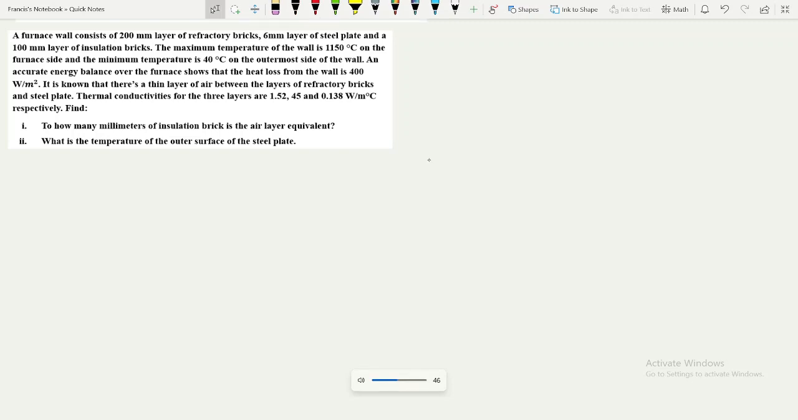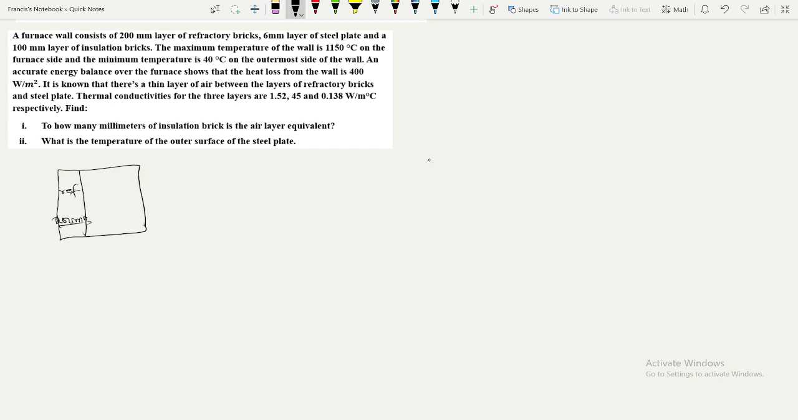Hi everyone. So in our video today, we have a question that says that a furnace wall consists of 200 millimeter layer of refractory bricks. So we can sketch our furnace wall to be this, and it consists of 200 millimeter layer of refractory bricks. So this layer is our refractory bricks, and then it is 200 millimeters. So that's the thickness.